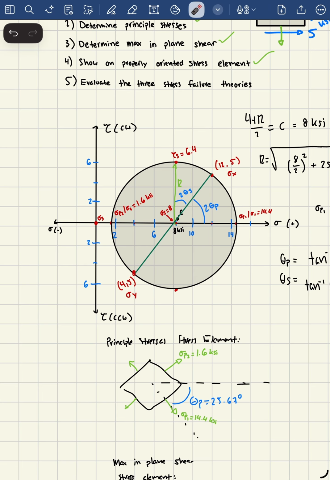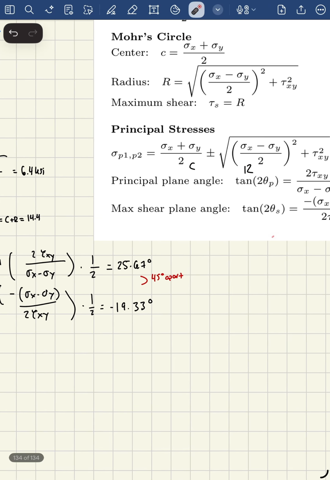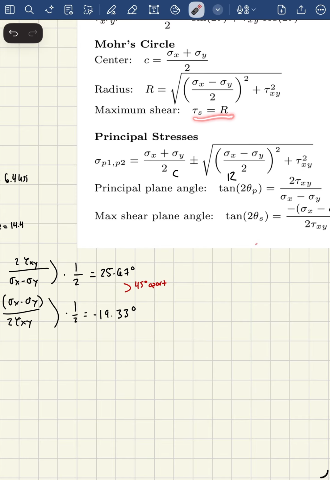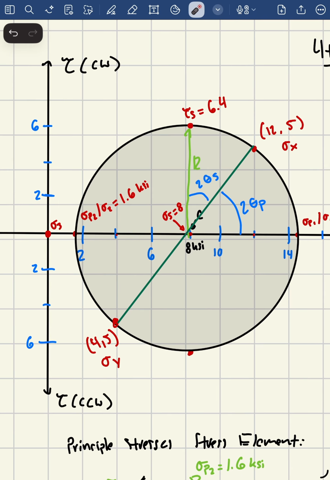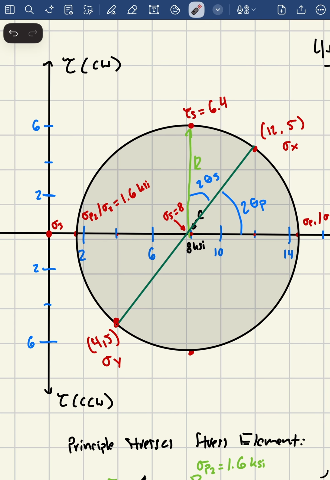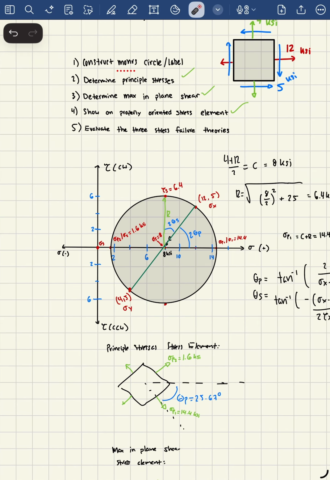So working on that, we now have our principal stresses. Now we have to determine the max in-plane shear stress. Max in-plane shear stress is actually just going to equal the radius. And this makes sense because since the Mohr's circle is always going to be along the x-axis, the max shear stress is just going to be when it's from 0, like r minus 0. So tau s is just going to equal 6.4. And this will be in either direction, but it's going to be 6.4 clockwise in this orientation. And then going forward, they're going to show on a properly oriented stress element for both of those.